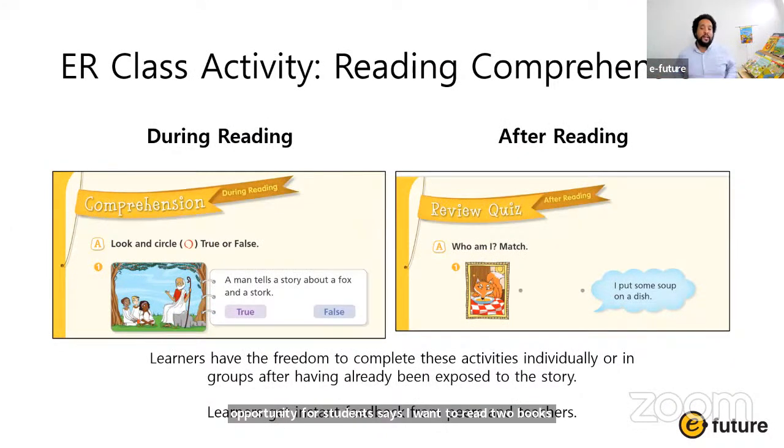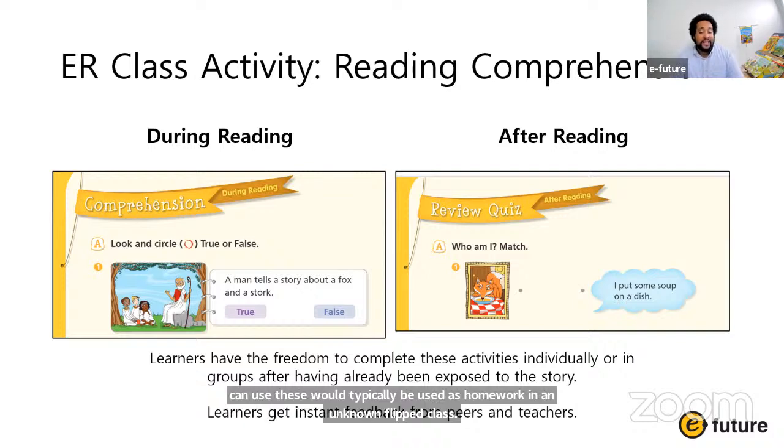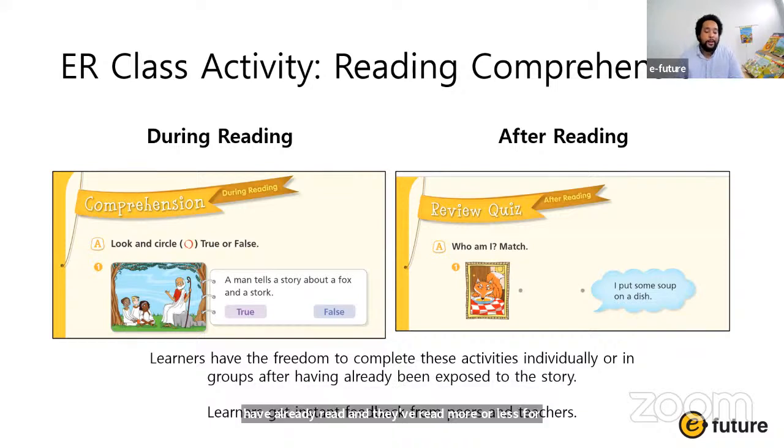Now, after they've done their reading at home, when they come back into the class, we have to plan some activities. So with these eFuture Classic Readers, we have workbooks and we have downloadable worksheets that you can use. These would typically be used as homework in an unflipped class. But in class, you can still use these worksheets where, since the students have already read and they've read more or less for pleasure, not for homework, they can then go back and do more closer intensive reading. And they can do those during reading comprehension activities and those review quizzes in class.